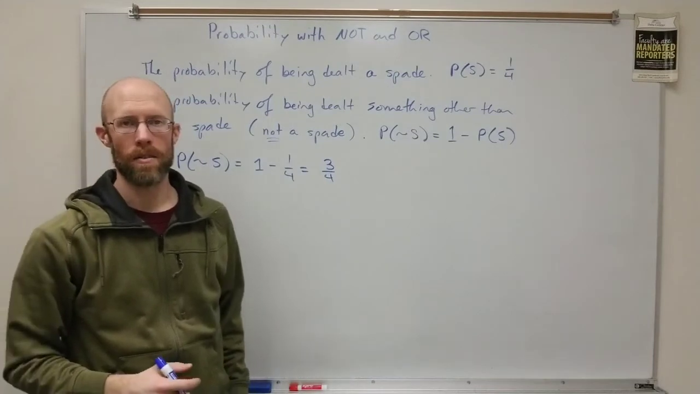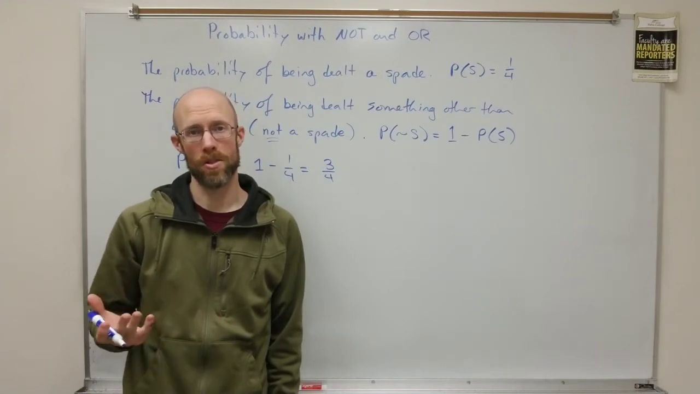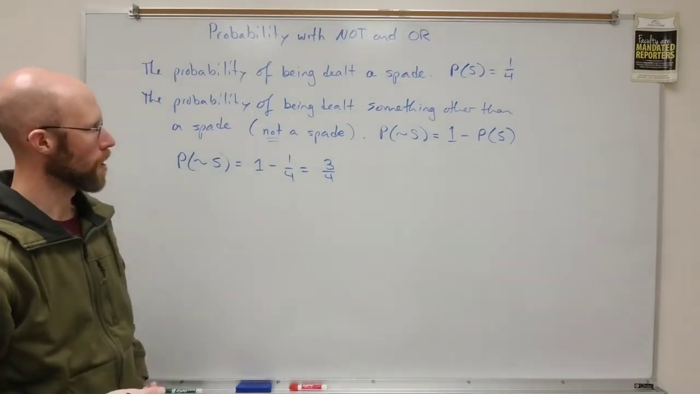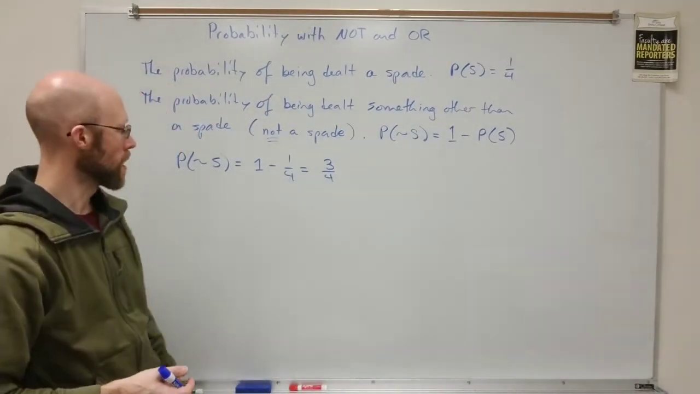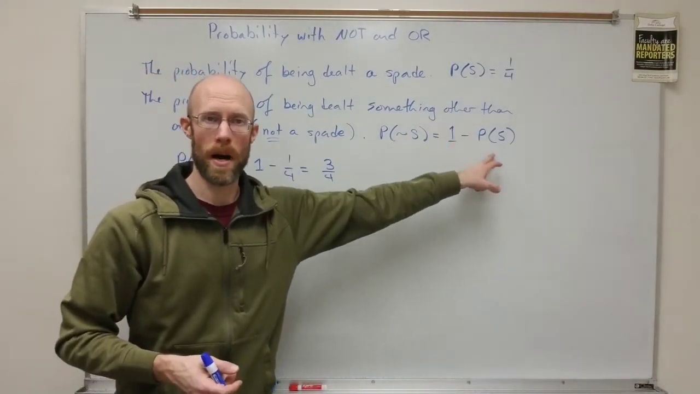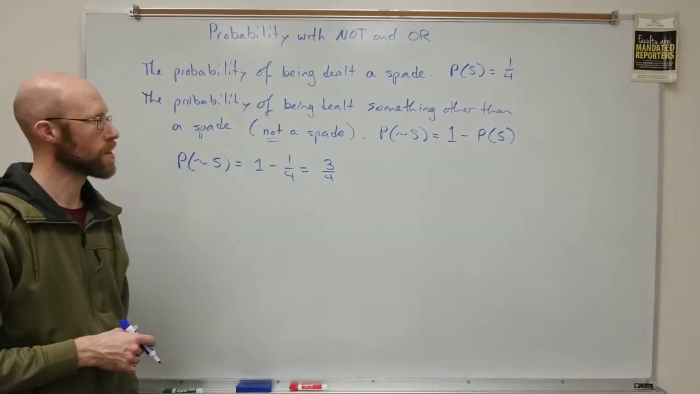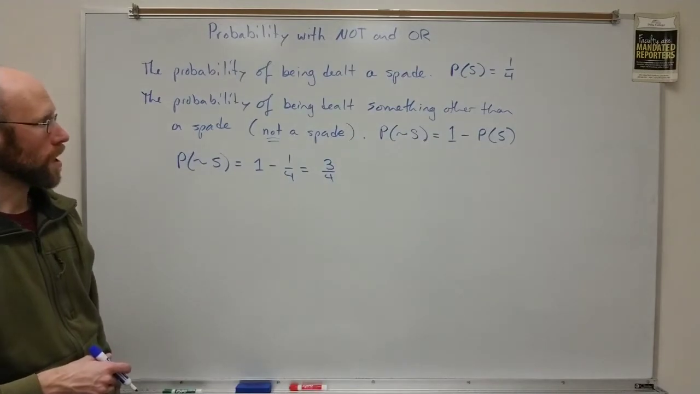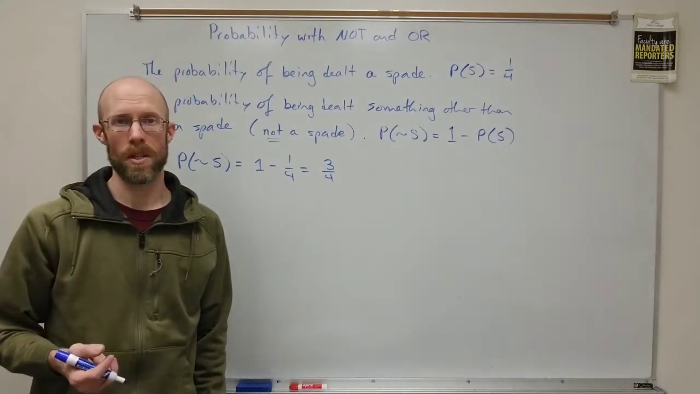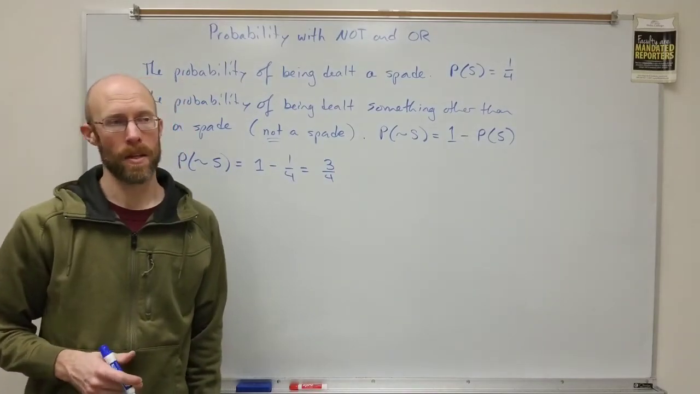Now, you could get that from adding the 1/4 from the 3 other suits, right? Hearts are 1/4, diamonds are 1/4, clubs are 1/4. You add them up, you get 3/4. But this is just a simple example to show you that the probability of not something is 1 minus the probability of that thing. Whatever that set is, whatever that event is. And that's true for every event. It doesn't matter what the event is. The probability of it not happening is 1 minus the probability of it happening.